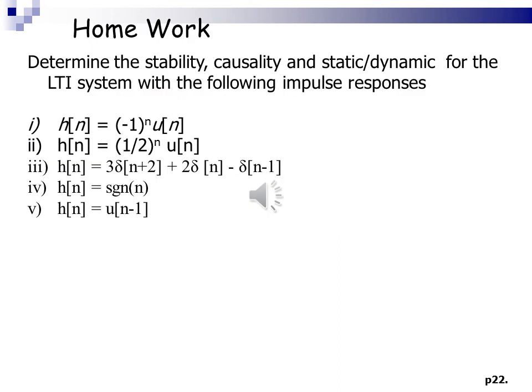Here are a few examples for homework. I have chosen 5 examples for you. Try them, check whether they satisfy the conditions of stability, causality and static or dynamic, and accordingly you can write down your answers.